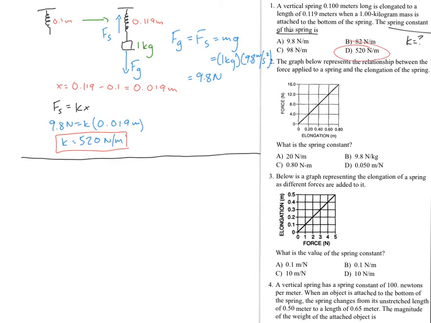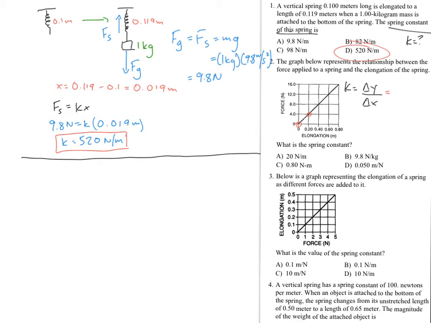Okay, so number 2 gives us a graph, and it's asking for the spring constant. When you have a force and elongation graph, the slope of the line will give us the spring constant. So how do we find the slope? Okay, so k is equal to, the formula for slope is delta y over delta x, or rise over run. So we're going to take 2 points on the graph. Let's pick these two. Simple. And so the change in y is from 4 to 0.